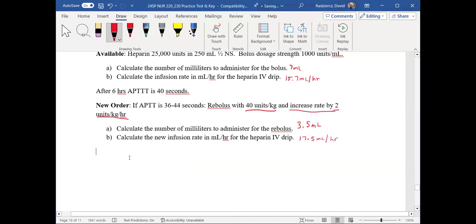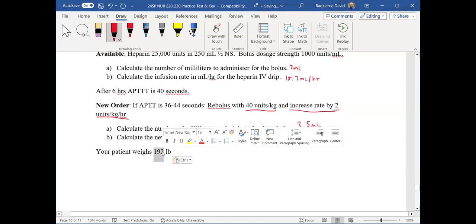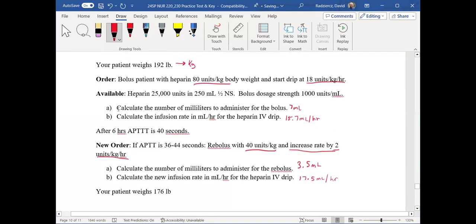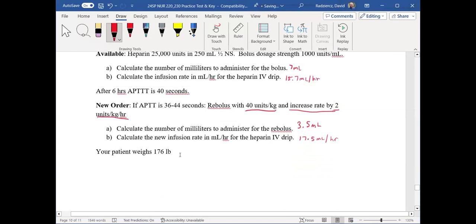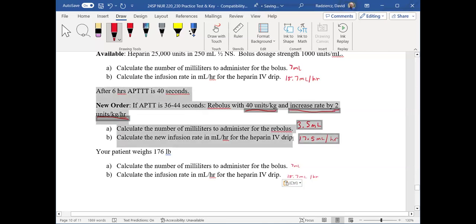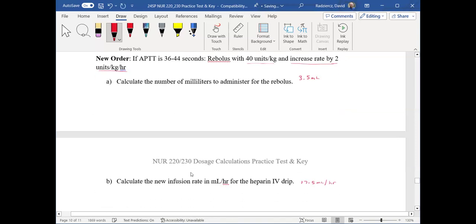So let's just do it for a patient that weighs 176 pounds. Go ahead and calculate. Let's do everything. Let's do the bolus. Let's do the drip for initial. And then let's do the drip after 6 hours and rebolus. So we're going to follow the same protocol.